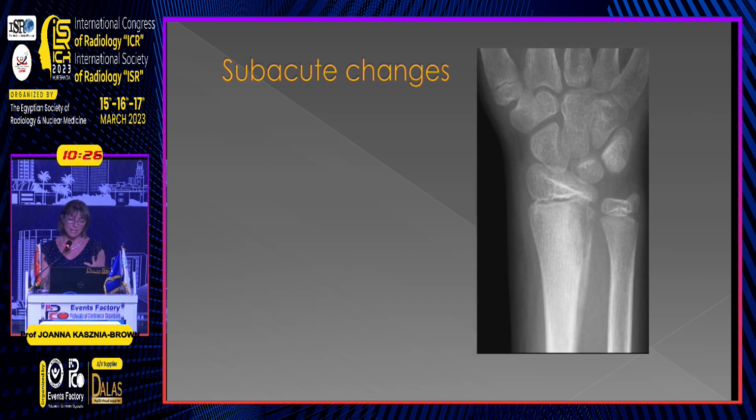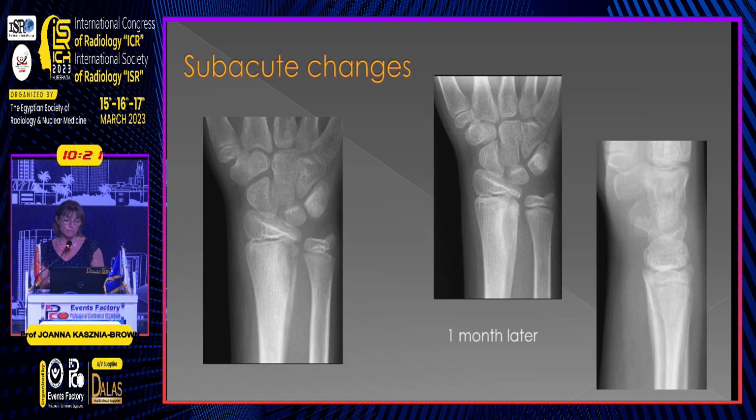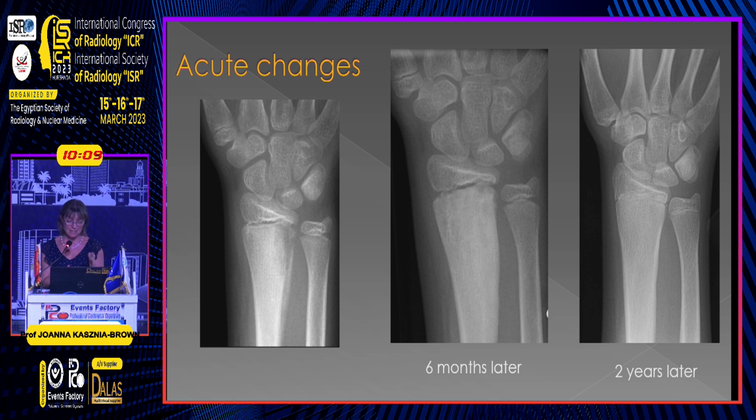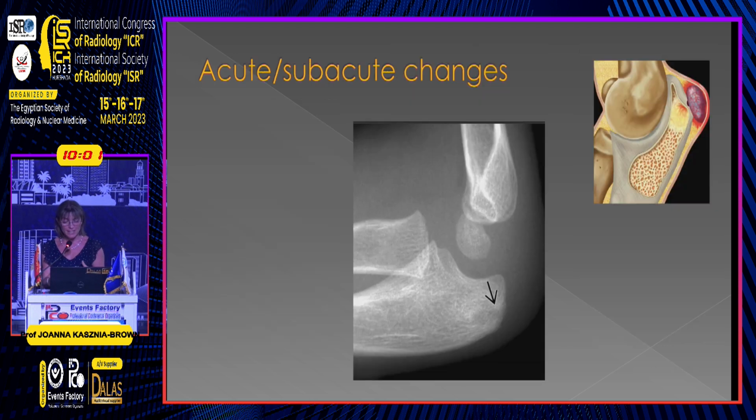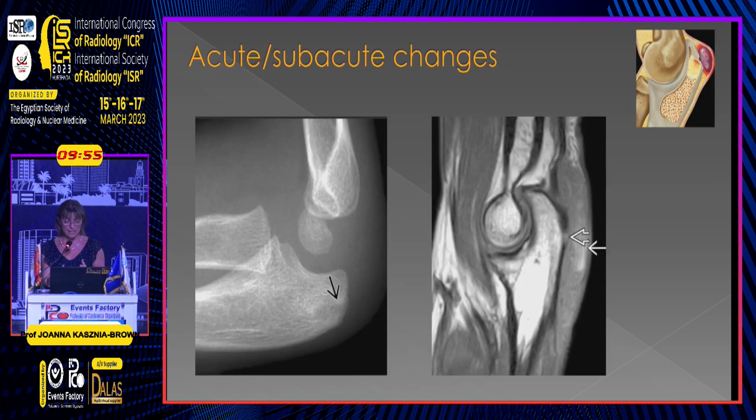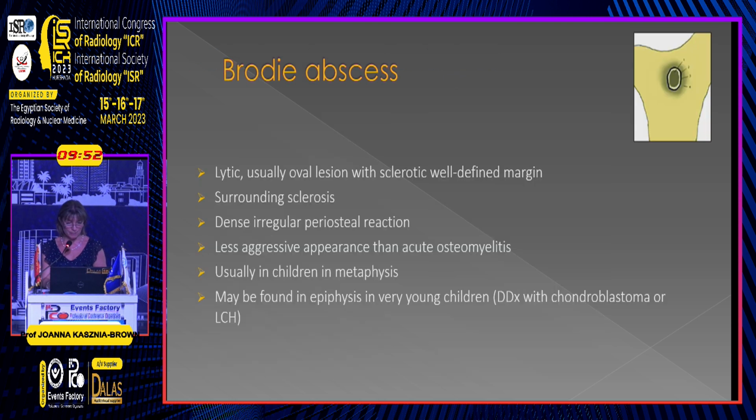But X-ray is really nice to perform as a comparison or as a follow-up of healing osteomyelitis. You can see here the subacute changes, the X-ray in the middle taken a month later, and then we have an X-ray taken 6 months later and 2 months later with a complete reconstruction and rebuilding of the bone structure. Again, very, very subtle changes on the lateral X-ray, and you can see that on the MRI it's much, much more extensive.